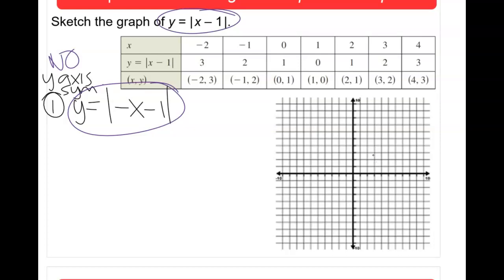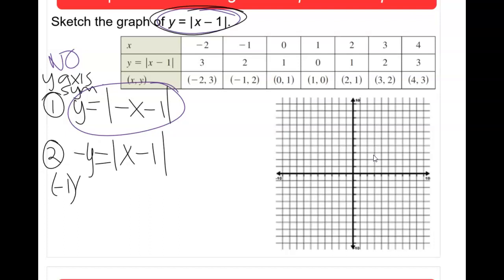If I want to test for symmetry with respect to the x-axis, I will make the y negative from the original equation. And so here, by multiplying each side by -1, I will get positive y.